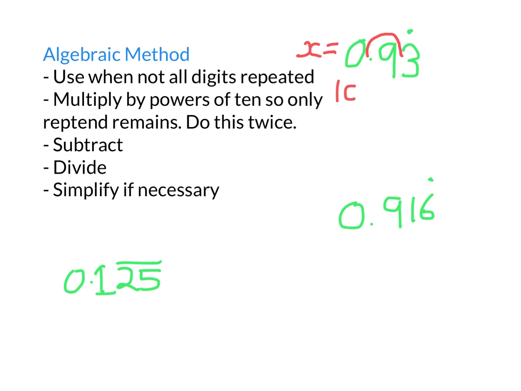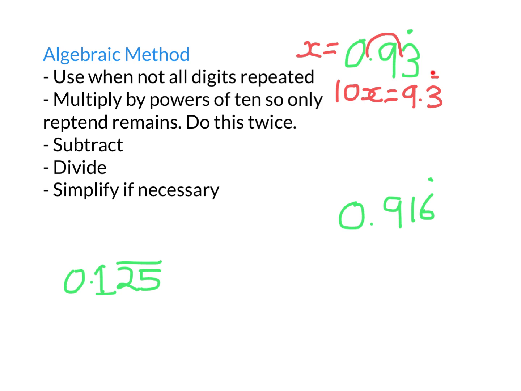So x times 10 is 10x. If I multiply 0.93 recurring by 10, I get this. So now I've changed it so that only the reptend, only the digits that are repeated, are after the decimal point. Now you actually need to do that twice.